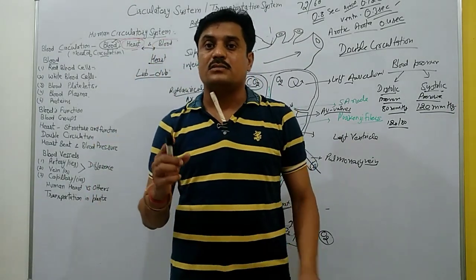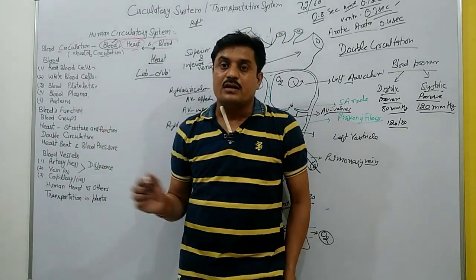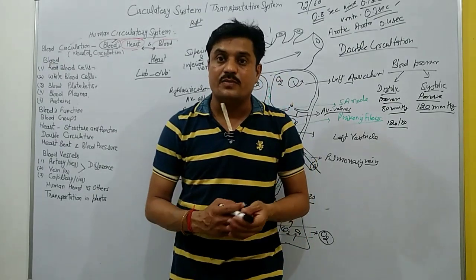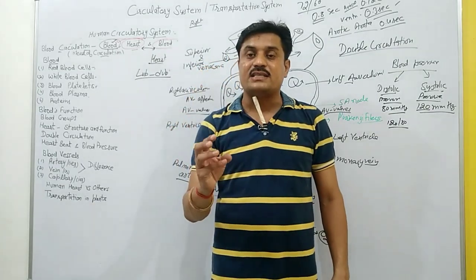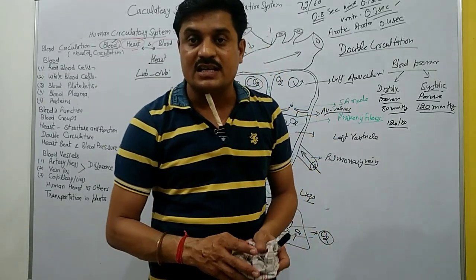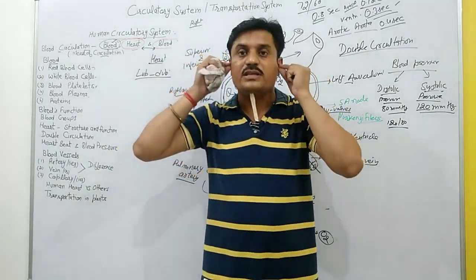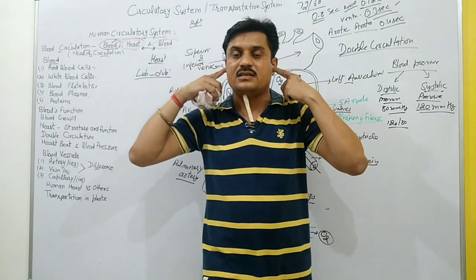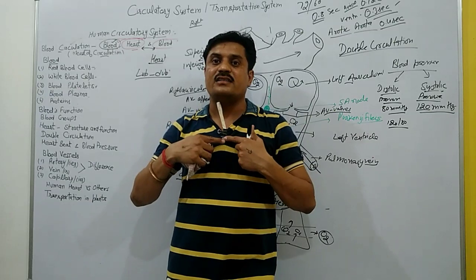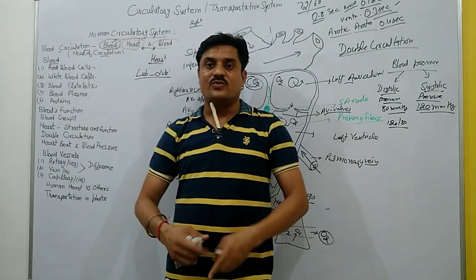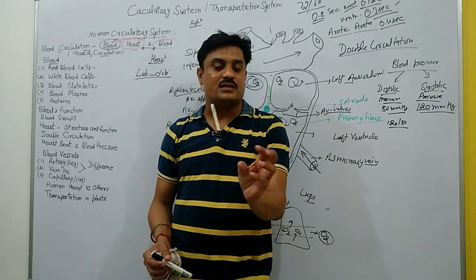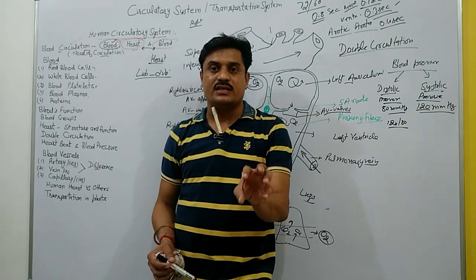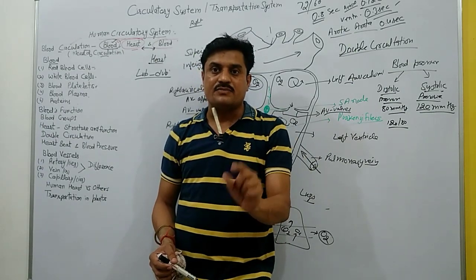Before we jump to the next topic, I will explain the heartbeat. The heartbeat in human beings is heard by a device called a stethoscope. You must have seen a doctor wearing a device in his or her ears, hanging around the neck, with a structure having a diaphragm.